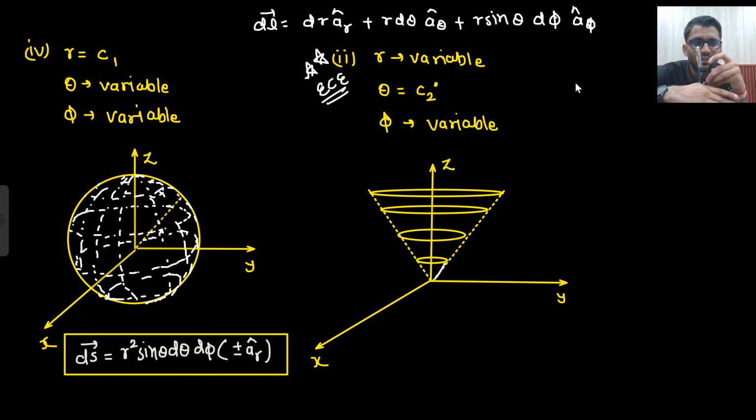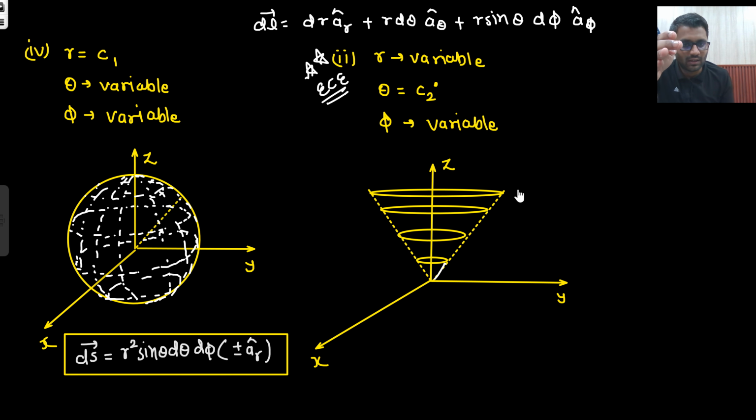R can vary. Let's just say R is this much. If R is this much, then what will happen? Phi will take a turn from 0 to 360 degree. Now R is this much, from 0 to 360 degree turn it will take. R is this much, 0 to 360 degree turn it will take.